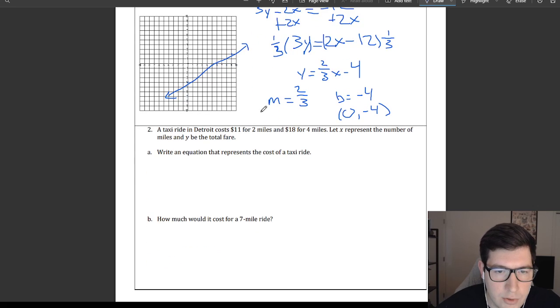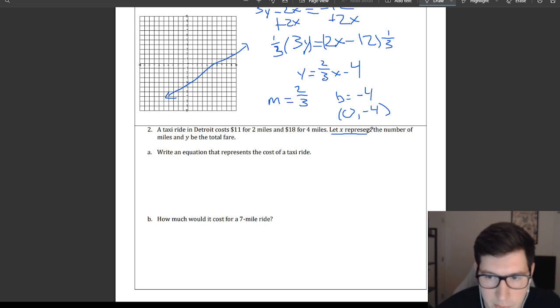So looking at number 2, a taxi ride in Detroit costs $11 for 2 miles and $18 for 4 miles. Let x represent the number of miles and y be the total fare. So first things first, they already defined our variables here, where x is the number of miles and y is the total fare, which is awesome because it means that we don't have to worry about doing it.